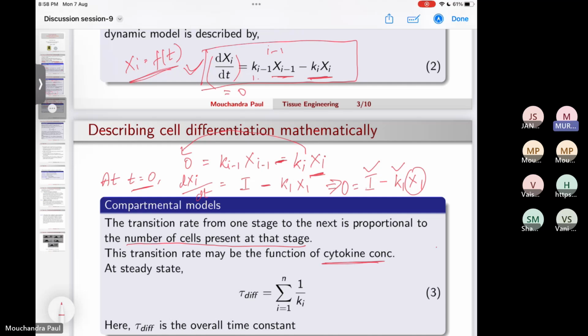Similarly, at some time t1, when the cells have moved to the next compartment, say the second compartment, you have to first frame an equation like this, right? Assume steady state, and then you can calculate how many cells will be there in compartment 2. Sounds easy, doable.